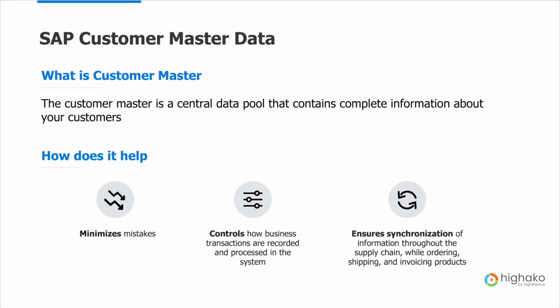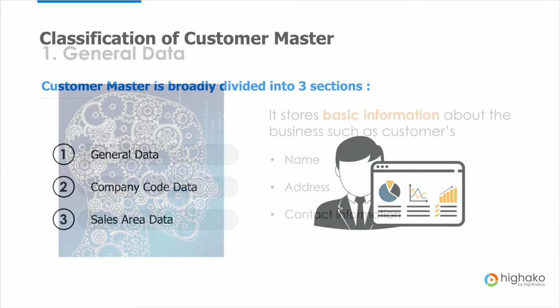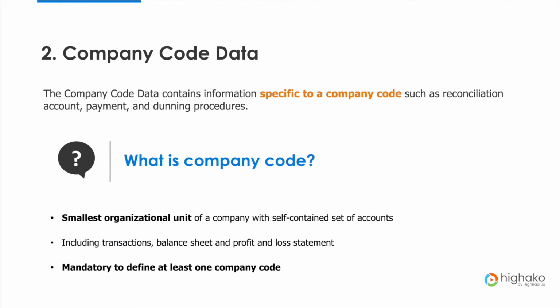Now, you might be thinking, what information? SAP Customer Master Data is broadly divided into three sections: General Data, Company Code Data, and Sales Area Data. The General Data tab stores the very basic information about the business, such as customer name, address, and contact information. The Company Code data contains information specific to a company code, such as reconciliation account, payment, and dunning procedures.